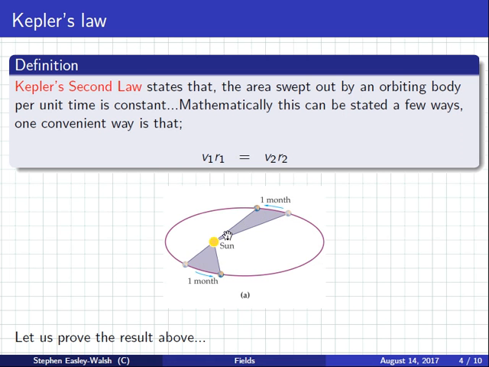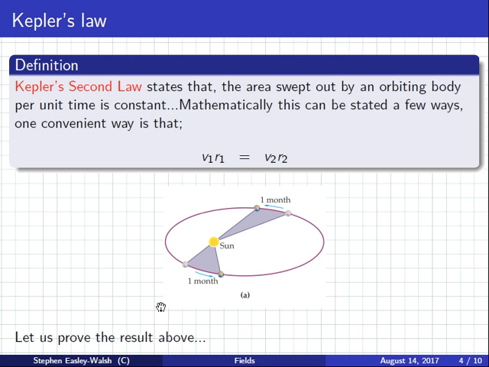The area which is swept out doesn't change per unit time. This is Kepler's second law. Now, how do you make that as a formula? The way you can make that as a formula is as follows: V1 R1 equals V2 R2. If you multiply the radius and the velocity here, you get the same answer as multiplying the radius and the velocity here. So this is Kepler's second law.